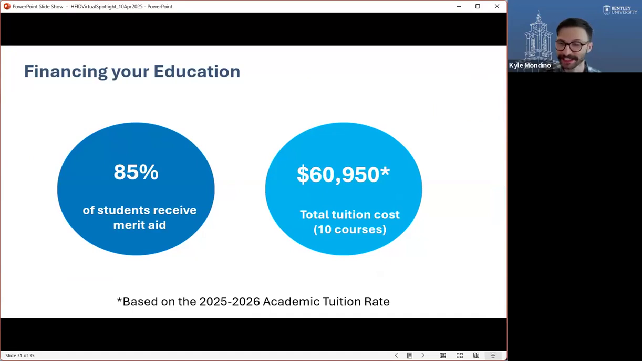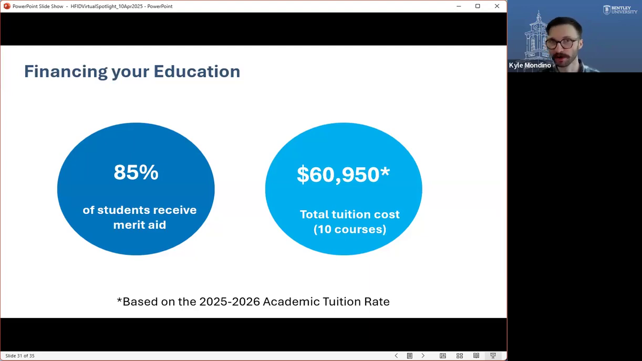Okay, so financing your education. I know funding your education is a really important topic. No one wants to come out of school massively in debt. And so the great thing about Bentley's HFID program is that it is a highly specialized program, so there's no bulk added to it. It's a 10-course program, which in the US is traditionally the minimum number of courses you have to complete as part of a graduate program. We charge tuition at a per course rate, so there's no in-state, out-of-state tuition. The current 2025-2026 tuition rate is $6,095 per course. And so at 10 courses, that's your total tuition, not including scholarship.